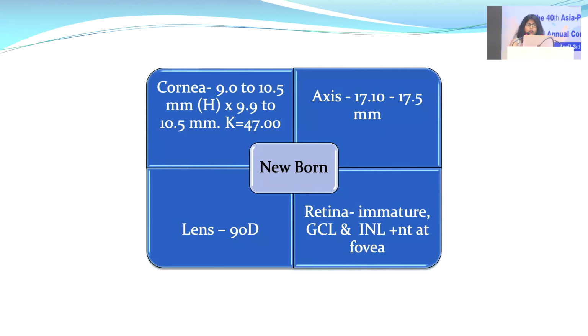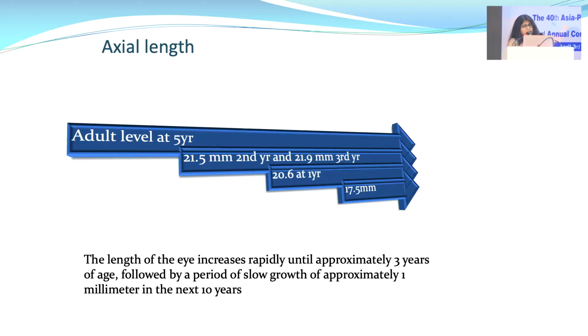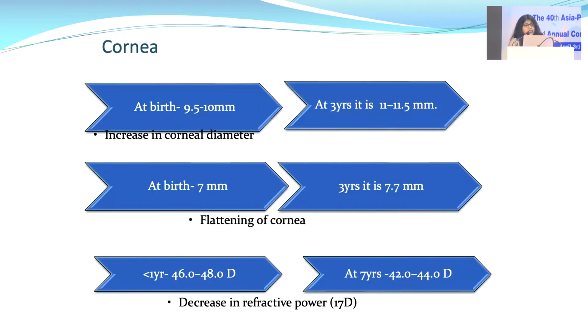As we all know, there are a lot of changes, and these are the parameters of a newborn child. You have a very steep cornea, a very short axial length, a very highly convex lens, and an immature retina and ganglion cell layer. As the child grows, there are changes. The axial length tends to increase over a period of time and reaches adult level by at least 5 years of age. There are corneal changes also.